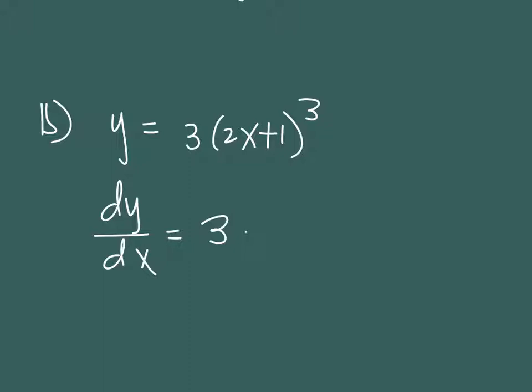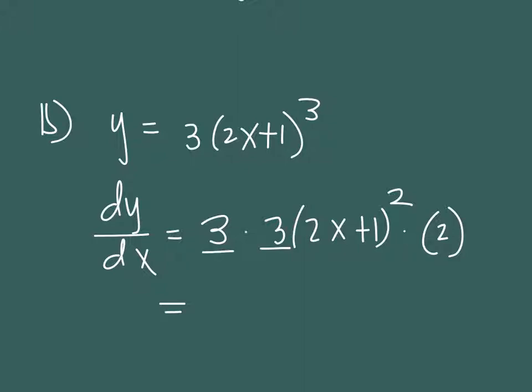How do you differentiate (2x + 1) raised to 3? 3(2x + 1) raised to 2 times the derivative of 2x + 1, which is 2. So using the chain rule. Okay. And then 3 and 3 and 2 becomes 18, and you have (2x + 1) raised to 2. And that's the final answer for the first derivative.